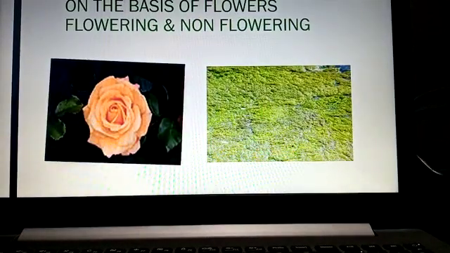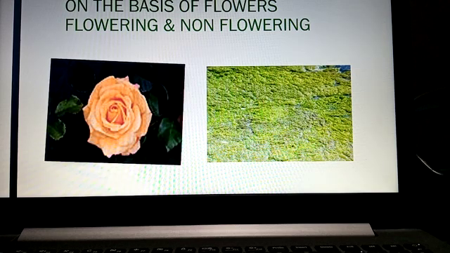Now coming to the third classification, that is on the basis of their flowers. We know that all plants do not have flowers. There are some plants which bear flowers and there are some plants which do not bear flowers. The plants which bear flowers are called flowering plants. Examples of these flowering plants are many, like mango, neem, rose. Here I have kept the rose plant which bears flowers, and sunflower, then even grass. Grass also has flowers. White-colored small flowers will come for the grass. That is nothing but the flowers. So the plants which bear flowers are all called flowering plants.